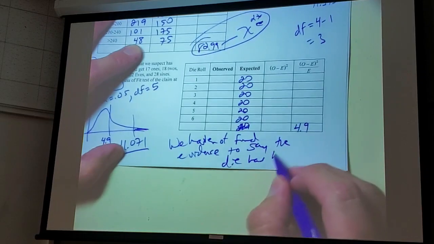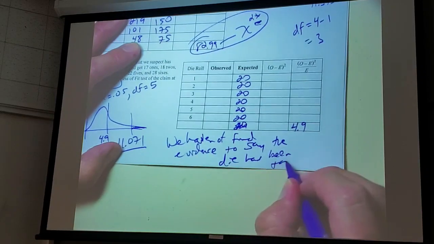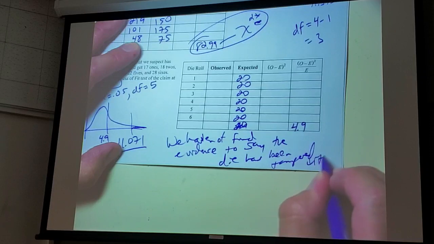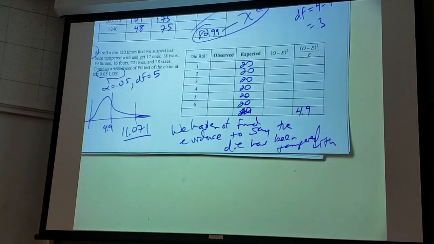Right? I'm not going to be overly picky about the way you say it specifically, but you have to capture the idea. We didn't find evidence to say the die has been tampered with because it wasn't different enough. And sure, I got 28 sixes, but even just looking at that by itself, that feels like within the realm of what I would expect from just random variability.